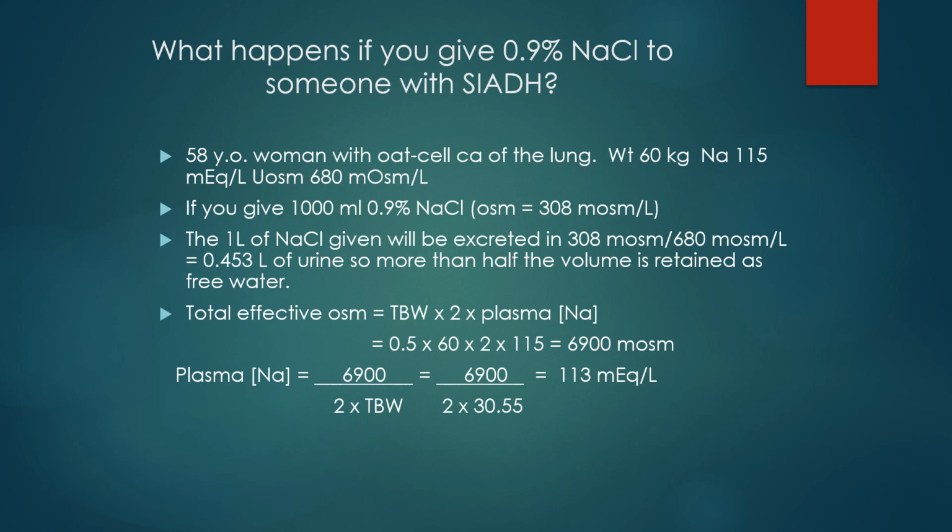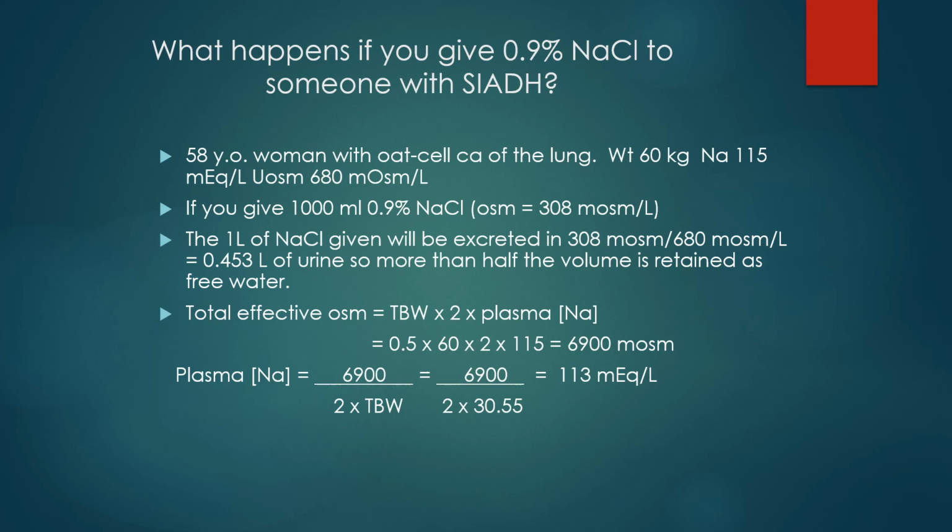1 liter of normal saline contains 308 milliosmoles per liter, so if we give 1 liter of normal saline to her, we're giving 308 milliosmoles, which will be excreted in a very concentrated, smaller volume of urine. If we divide 308 by 680, we get 0.45 liters of urine. So this 308 milliosmoles of sodium chloride will be excreted in 450 mL of urine. More than half of the liter of normal saline she's given, or 550 mL, will be retained as free water, leading to a lower sodium level.